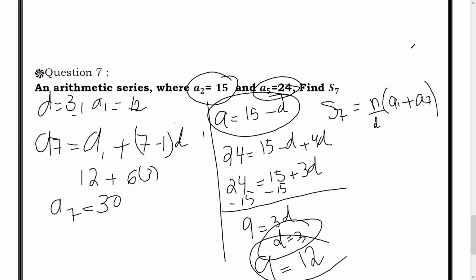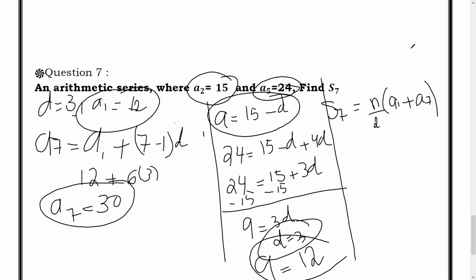So I have now a sub 1 and I have now a sub 7. I will evaluate here now to find S sub 7. S sub 7 is 7 over 2 times a sub 1, which is 12, plus a sub 7, which is 30. Now 42 times 7 divided by 2. 42 divided by 2 is 21, times 7 is 147.